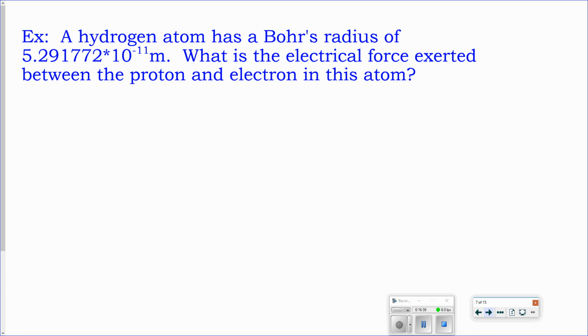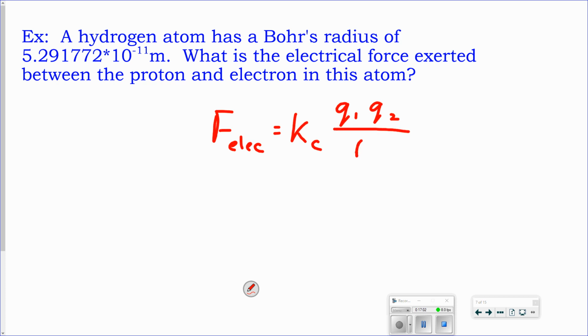So a hydrogen atom has a Bohr's radius of 5.291772 times 10 to the negative 11th meters. What is the electrical force exerted between the proton and the electron in this atom? So, do I need to rearrange this equation to isolate any variables? I do not. I already have force by itself on the left-hand side. So all I've got to do is basically plug things in.